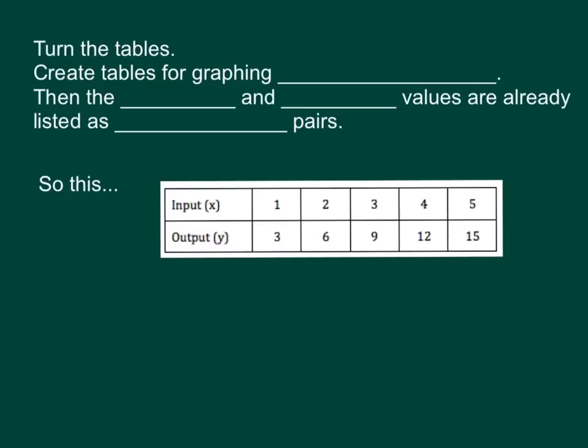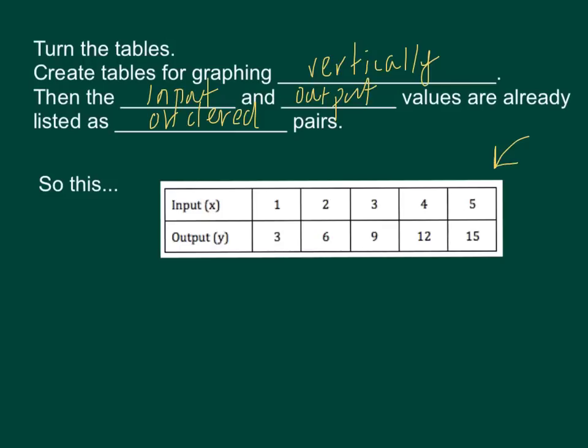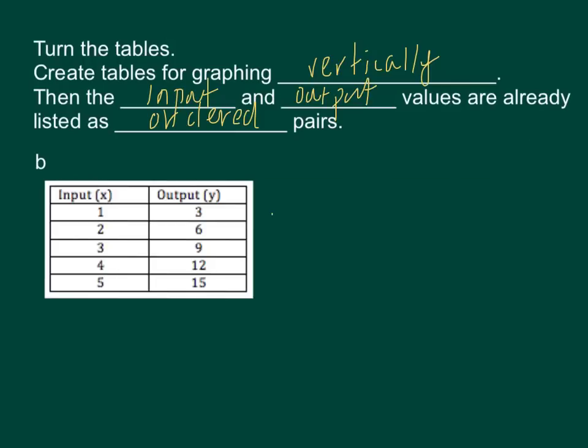Let's see how to turn the tables. When we create tables for graphing, I like to create them vertically. Then the input and output values are already listed as ordered pairs. So this table here becomes this. It's the same table. Instead of having it written out horizontally, it's now written vertically.